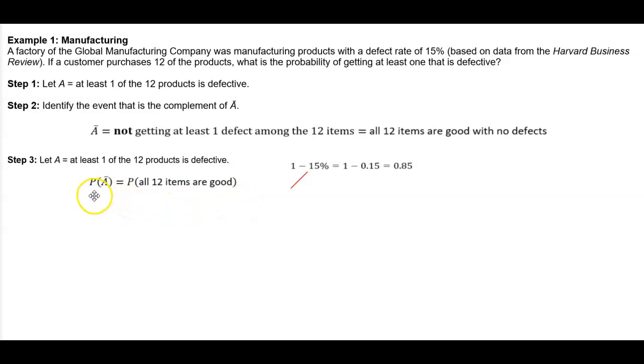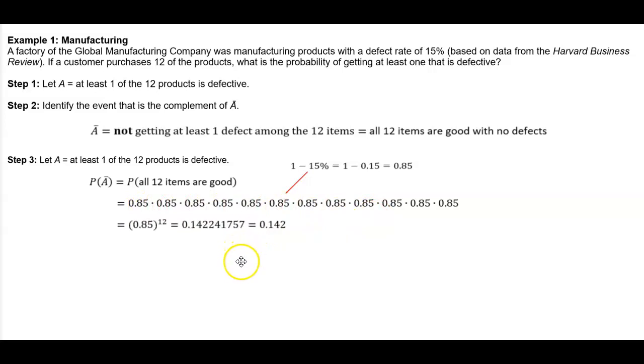So the probability of the complement of A is equal to the probability that all 12 items are good. So if we know that there's a 15% defective rate, if we take 100% minus 15%, which is the same thing as 1 minus 0.15, that gives us 0.85. That means 0.85 would represent each item that is good. So since there's 12 items, we're going to multiply this 0.85 12 times.